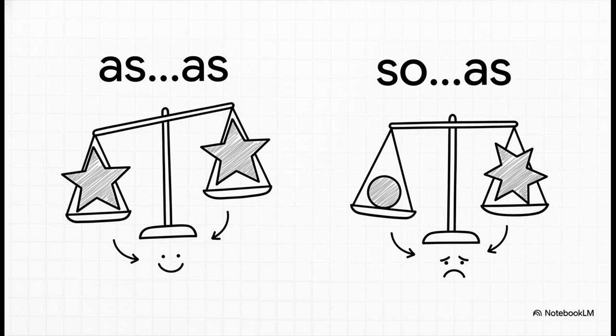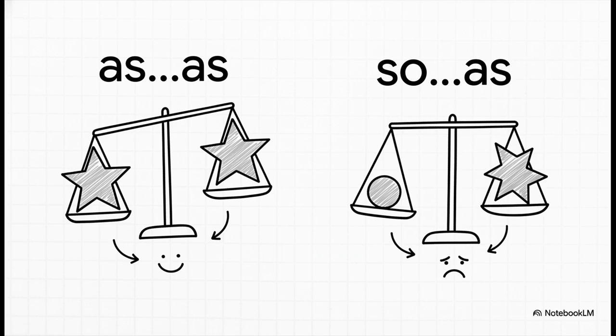And just one more quick reminder about comparisons. When we want to say that two things are equal, we use the structure as, as with the positive form of the adjective. For example, she is as clever as her sister. But if we're making a negative comparison, we usually use so as.